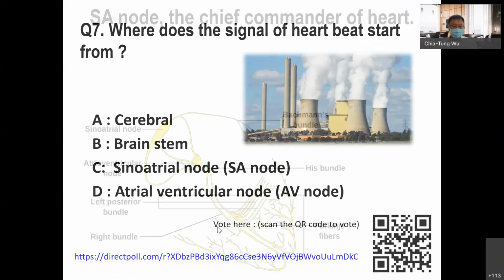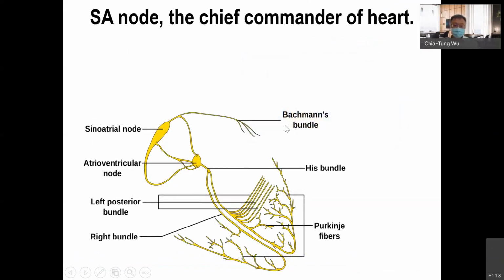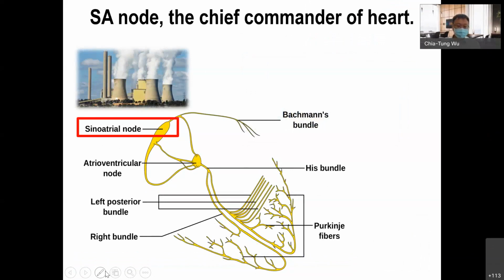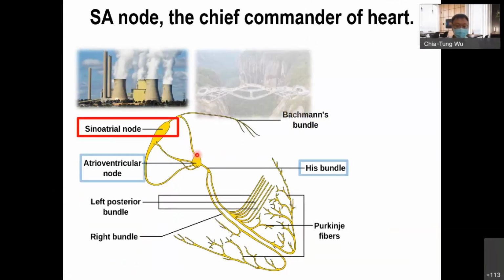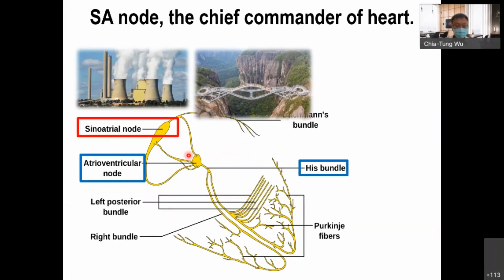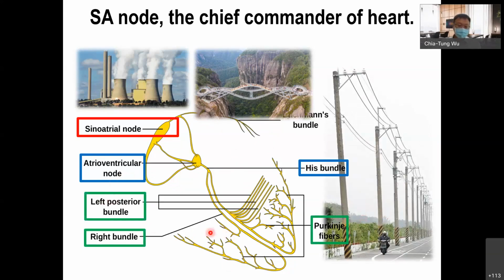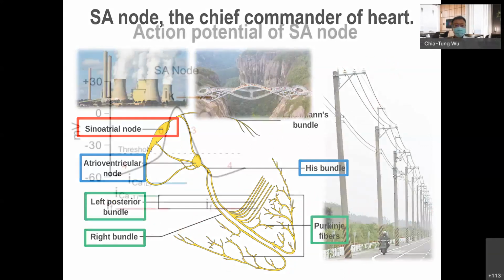Okay, but behind this, the SA node is the chief commander of the heart. It starts the impulse and the heart contracts. So it's just like the power plant of our heart. And the AV node is just like a bridge between the atrium and ventricle. You can see this is the only connection between our atrium and ventricle. And the left bundle, right bundle, and these Purkinje fibers act as the wires to conduct the signal very fast through our left and right ventricle. So the ventricles can work together.